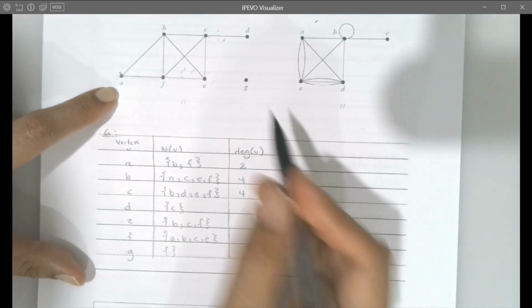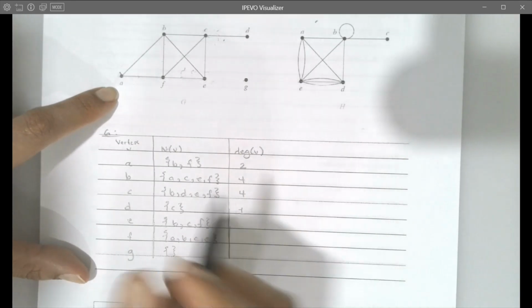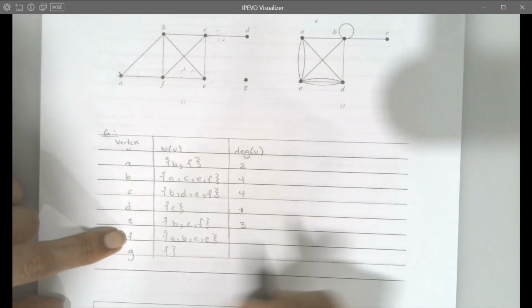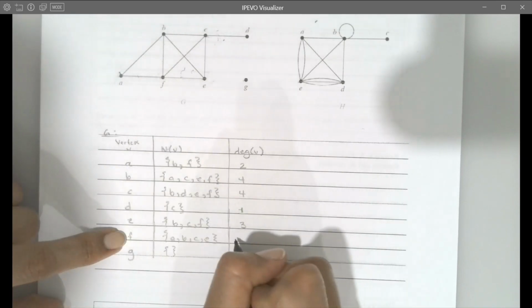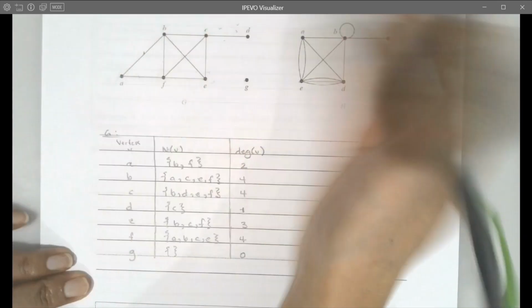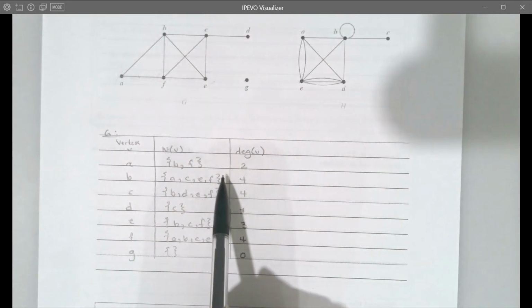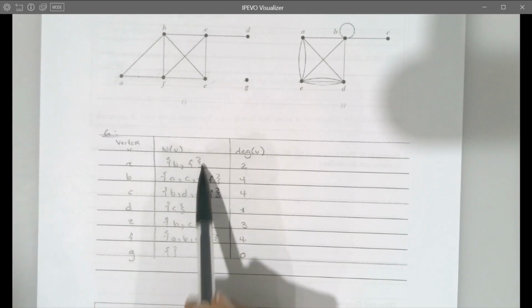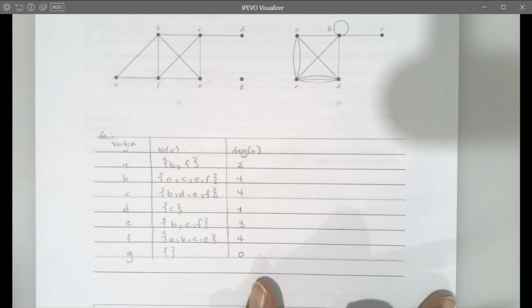If we take a look at D, there's only 1. Take a look at E, there's 3. Take a look at F, there's 4. And G has 0. So in this case, because we didn't have any loops, the degree agreed with the size of the neighborhood of each vertex.